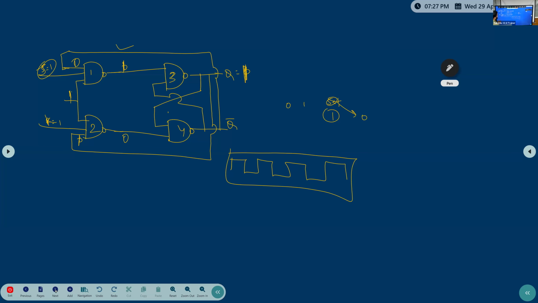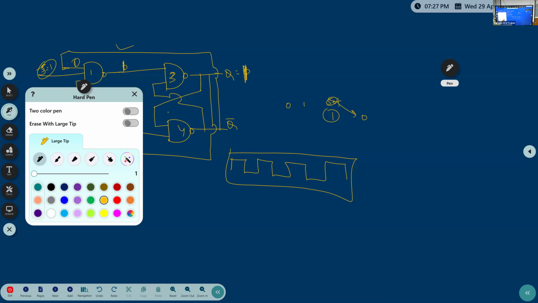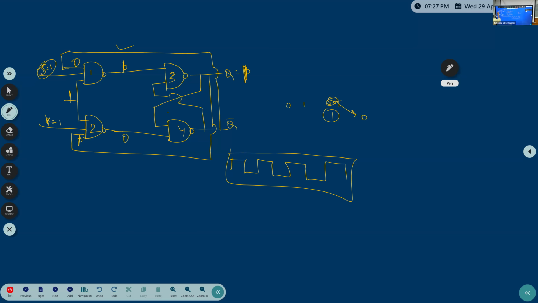Now the next one, the T latch. What do they do in a T latch? They want a toggle state. T latch means toggle latch. They add it like this: J and K, they make both 1. This is T. If T equal to 0, memory state. T equal to 0, E equal to 0.